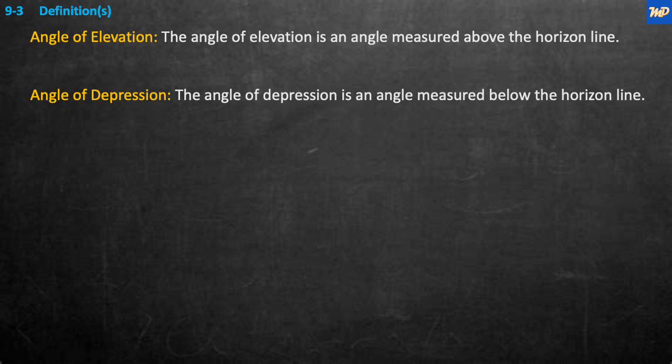An angle of depression is just the opposite. The angle of depression is an angle measured below the horizon line. So if you're looking straight out and you start lowering your eyes, the angle created while you're lowering your eyes is an angle of depression.